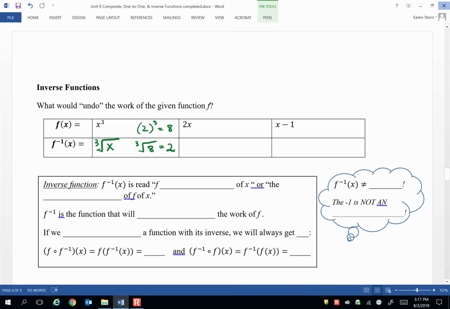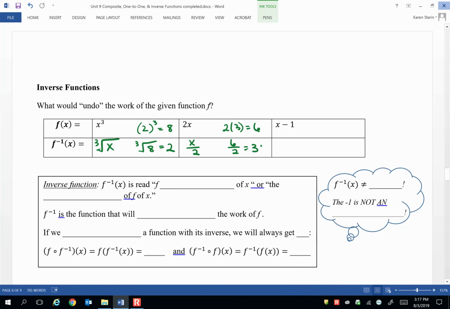What would undo f of x equals 2x? Well, if we take 2 times some value, what's the opposite operation? It's dividing by 2. So the inverse would be x divided by 2. Let's check that with an example. Let x equal 3. So 2 times 3 equals 6. Well, what is 6 divided by 2? It's 3, and we got 3 back.